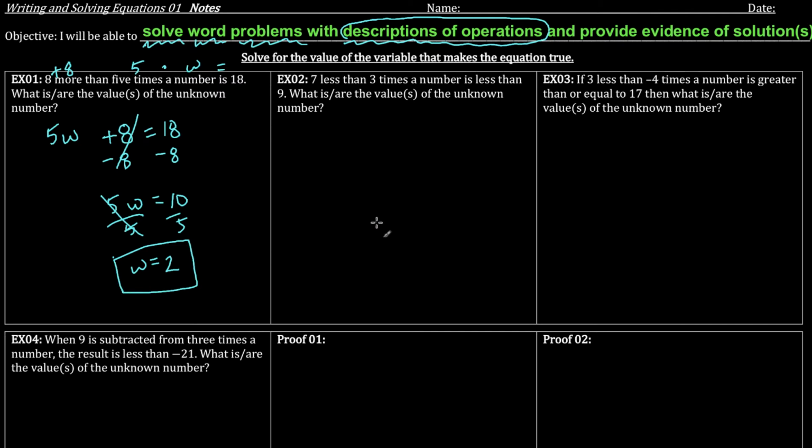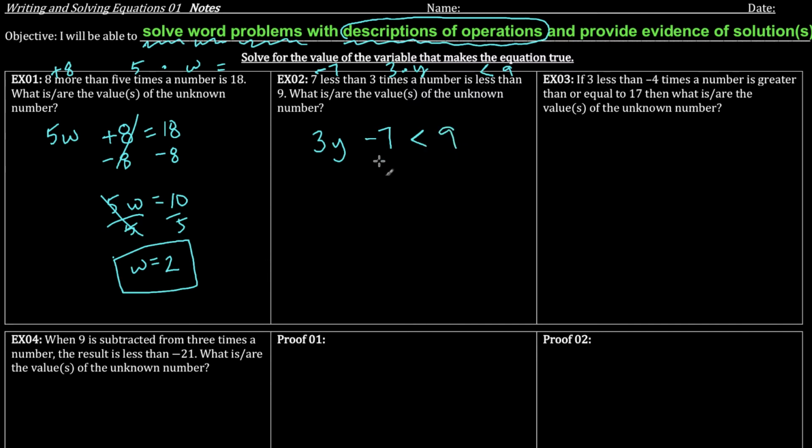Let's try this example 2. 7 less, so minus 7. So 7 less than 3 times a number, I don't know why, is less than 9. So 7 less than 3 times a number. To get 7 less than something, I have to do minus 7. It's 7 less than 3 times a number is less than 9.